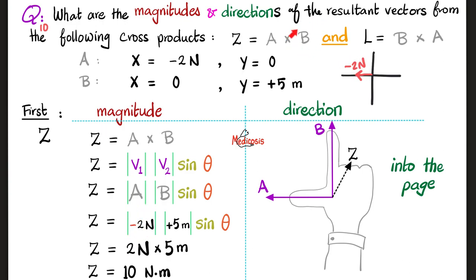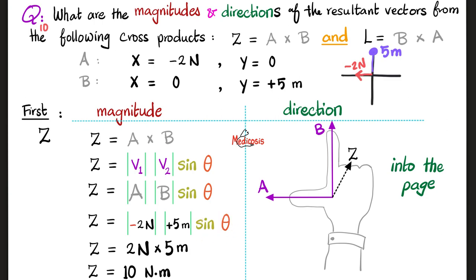Perfect. And where is your B? Well, for B, x is 0, so I did not move left or right this time, but I moved up 5 meters. So let me get a blue color or a purple color, and let's go up 5 meters. I went up here. That's positive 5 for me. Sine theta, the angle between the two. What's the angle between the two here? One is going left, one is going north. It's 90 degrees.